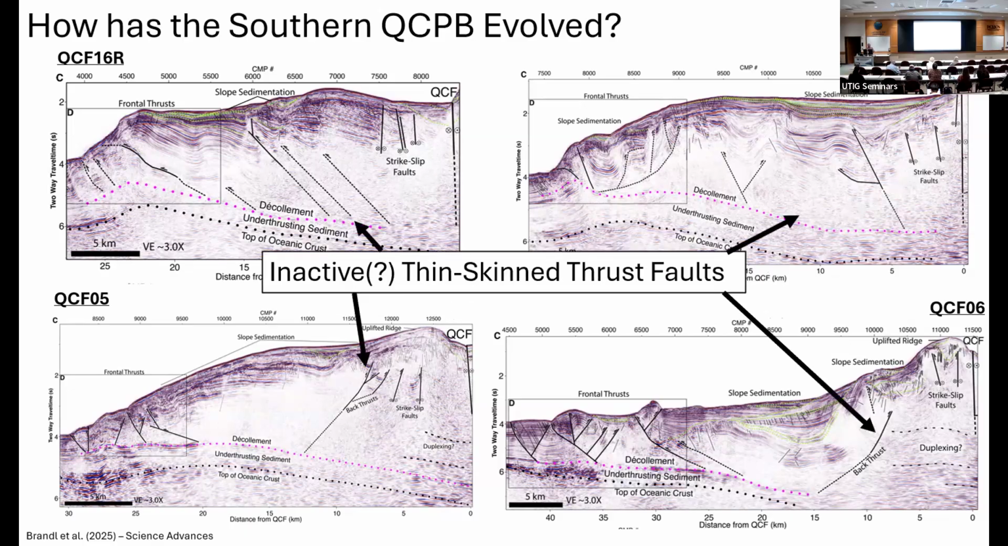Moving seaward from those strike slips, we see these inactive, probably thin-skin thrusts that at some point were accommodating motion and inverting sediments, but aren't anymore.